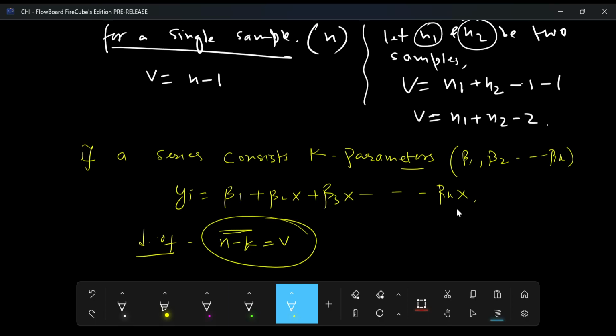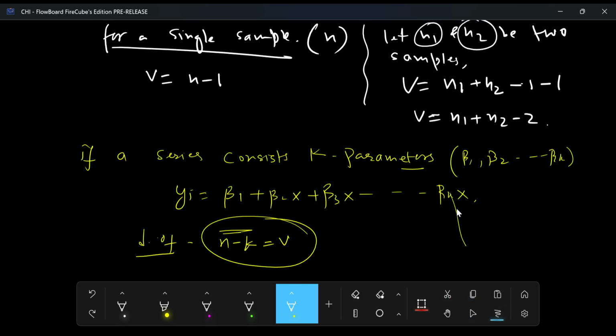Whenever you see number of independent variates or parameters, then subtract those parameters and number of independent variates from the total number of observations. That will be our degrees of freedom. Simply, clear? So now this degrees of freedom will affect the probability distribution.